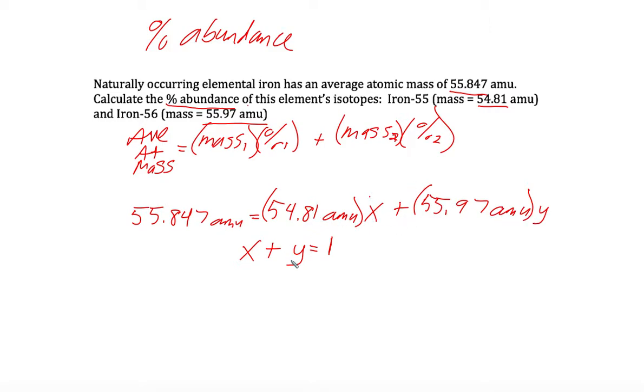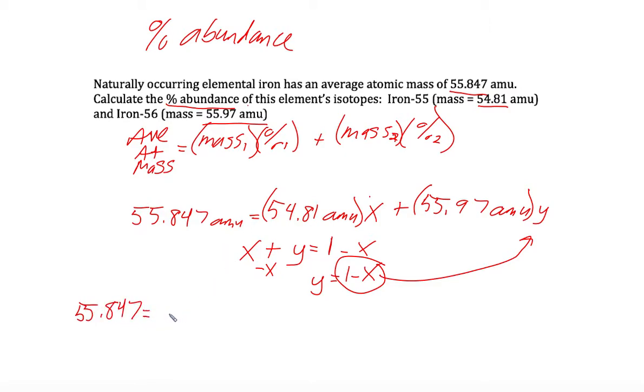Let's solve for y. I'm going to subtract x on both sides, so I end up with y equals 1 minus x. Now I'm going to plug this in for y. My new equation looks like this: 55.847, leaving off the units but they're still there, equals 54.81 times x plus 55.97 times 1 minus x. And then I'm going to solve.